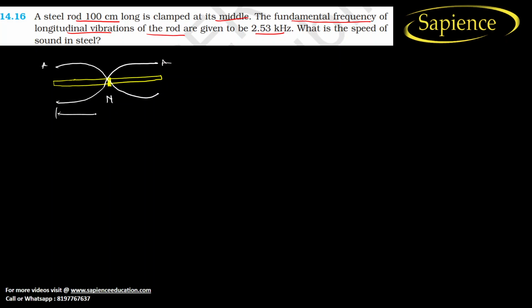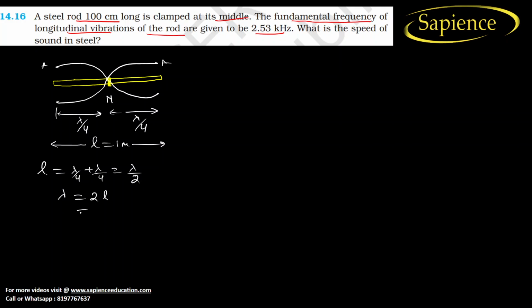From here, we know that this is lambda by 4, and this is also lambda by 4. The total length they have given is 100 centimeter, meaning 1 meter, the length of the steel rod. So length is equal to lambda by 4 plus lambda by 4, which is lambda by 2. So lambda is equal to 2 into length, so this will be 2 meter only. So we have got lambda as 2 meter.